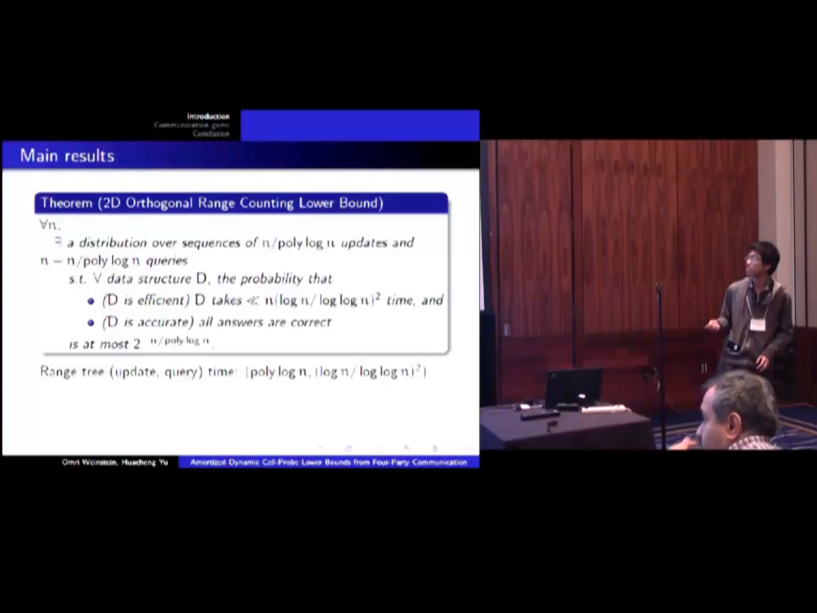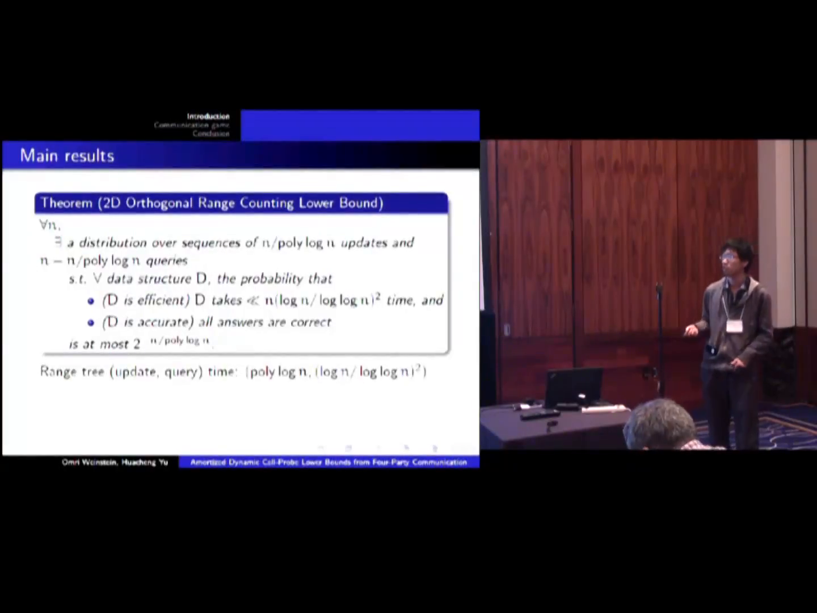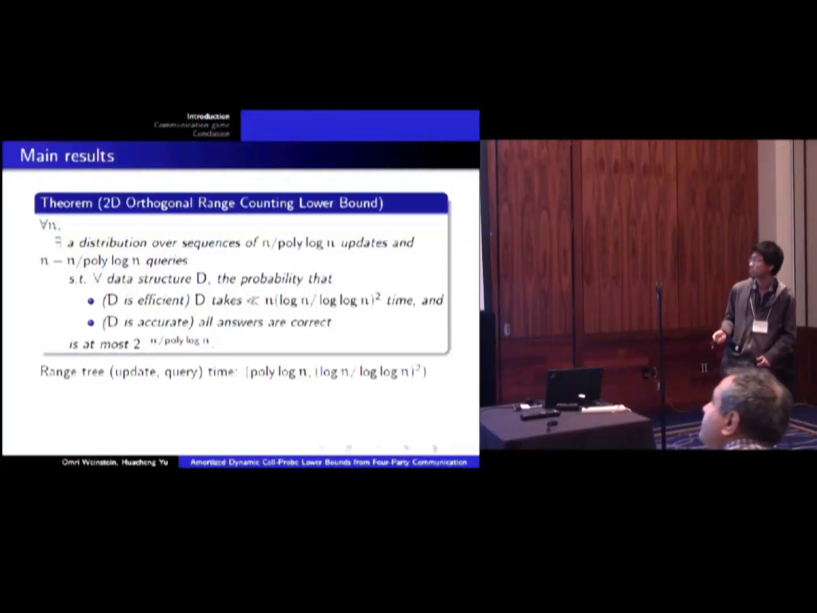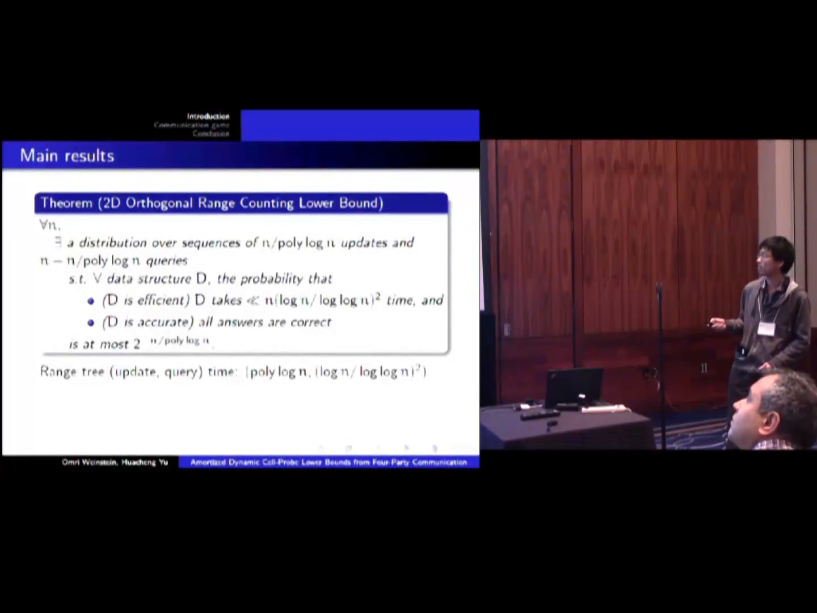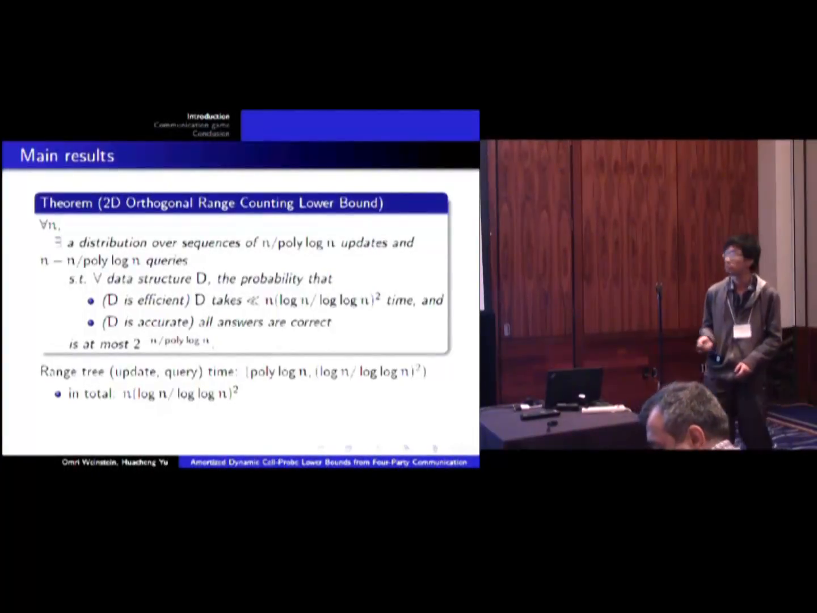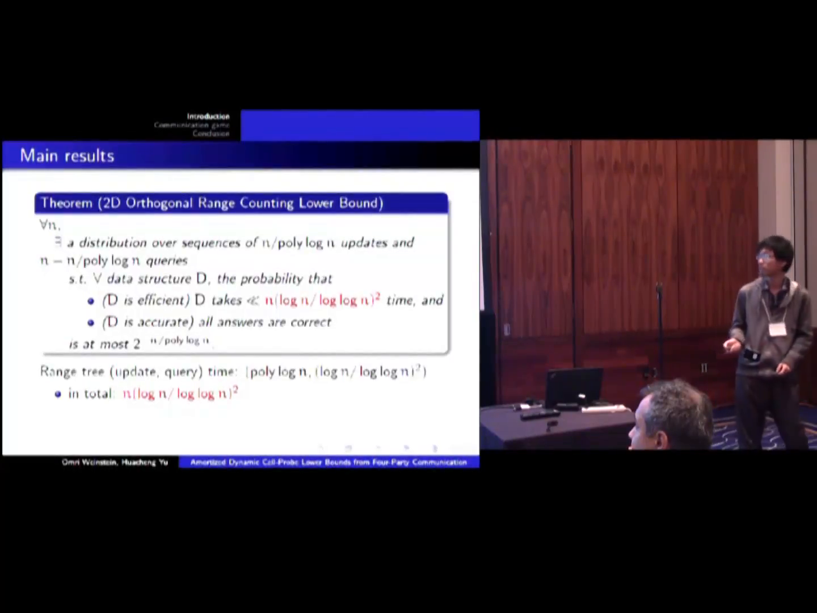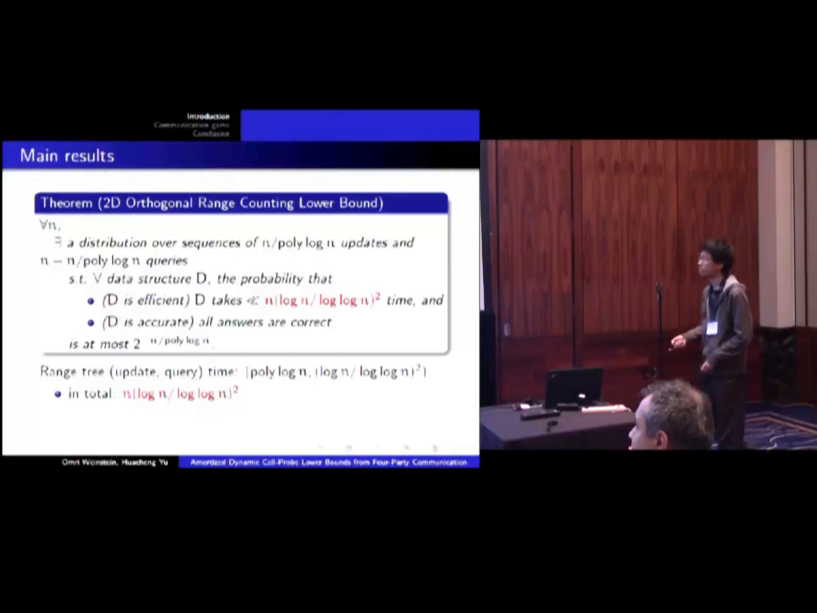Before showing you the implications of this theorem, let's first, as a comparison, see what happens if we feed this sequence of operations to the best known upper bound, the range tree. As I showed in the previous slide, the range tree has update time polylog n. When the range tree has update time polylog n, it has query time log n over log n squared. So if we set this polylog n here to be smaller than the polylog n in this statement, then the total running time of the range tree will be n times log n over log n squared.